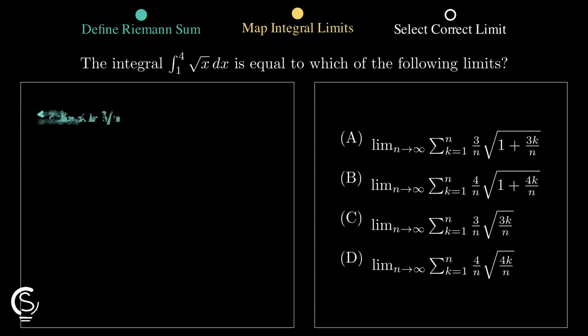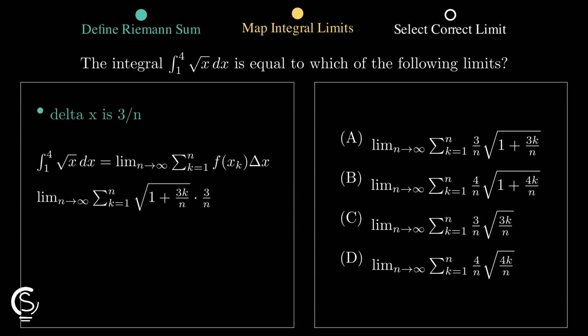Substitute these values into the limit definition. The integral of f of x becomes the limit of the sum of f of x sub k times delta x. Let's go!